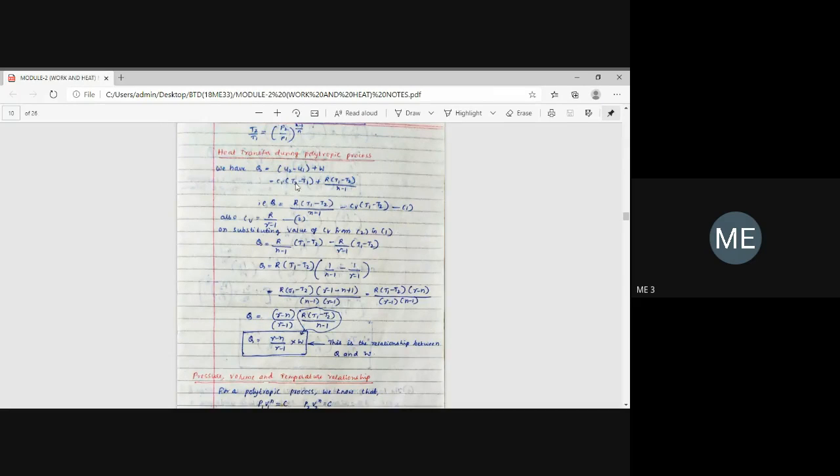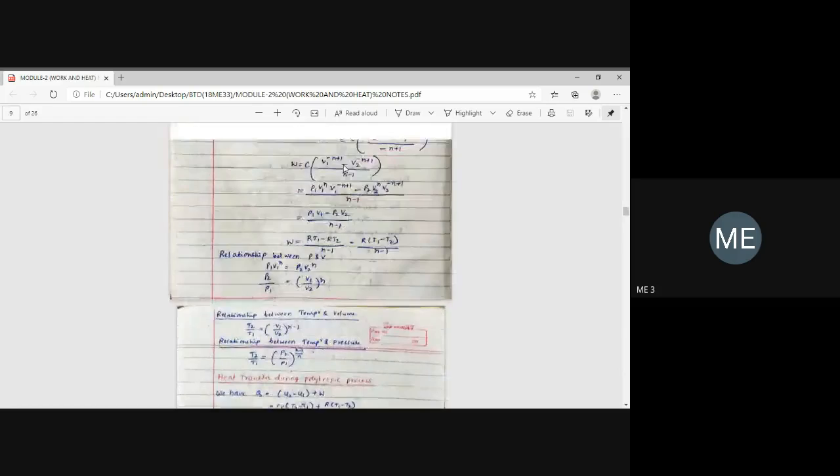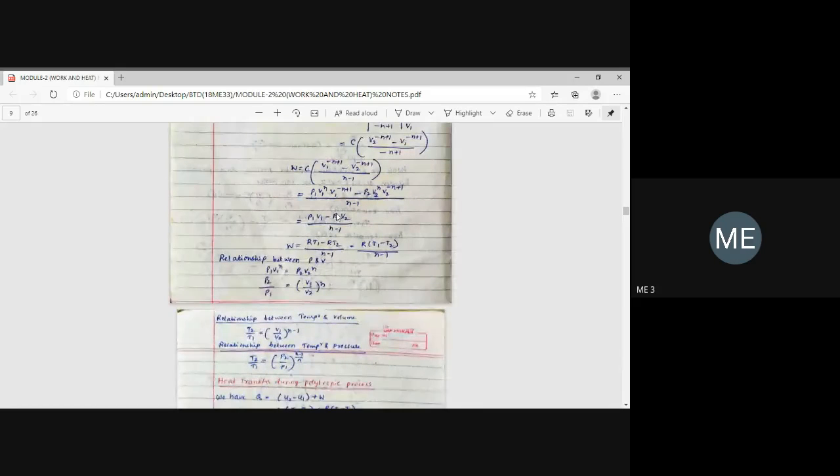So the product of Cv and delta T plus W. As I said, there are two formulas for work done during polytropic process. One equation is P1 V1 minus P2 V2 divided by n minus 1, and another equation is R T1 minus R T2 divided by n minus 1. Don't take this P1 V1; you have to take only the terms which are R and T.